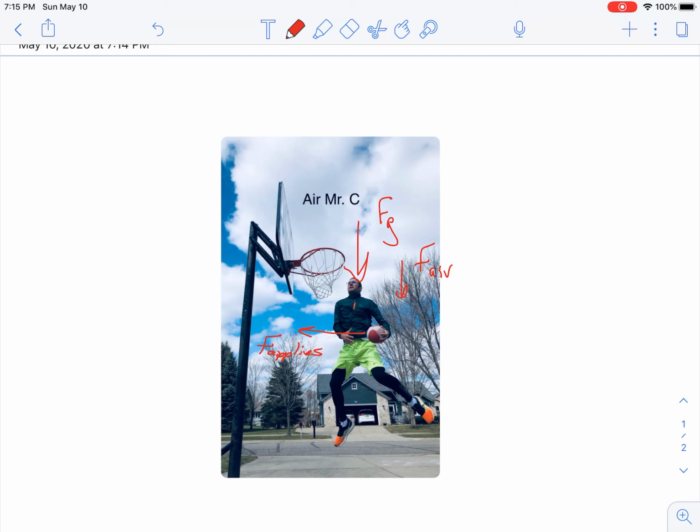So that's the plan. Go outside, please, and take a picture of yourself doing something fun, and give me three different forces acting in that picture. Thank you.